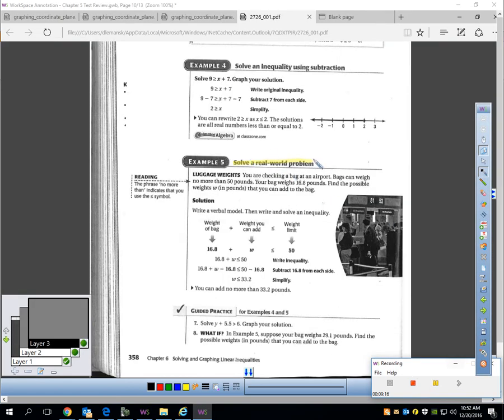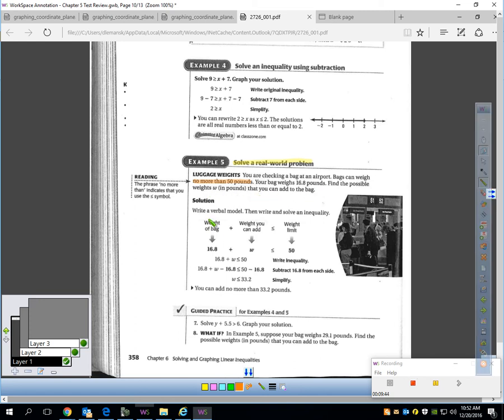Real-world problems can be set up with inequalities, like this one, luggage weights. You are checking a bag at the airport. Bags can weigh no more than 50 pounds. So no more means, let's think about that, no more means it's got to weigh less than or equal to 50 pounds. Your bag weighs 16.8 pounds. Find the possible weights that you can add to your bag. So if you take the current weight of your bag and you add more weight, it can't be more than 50 pounds.